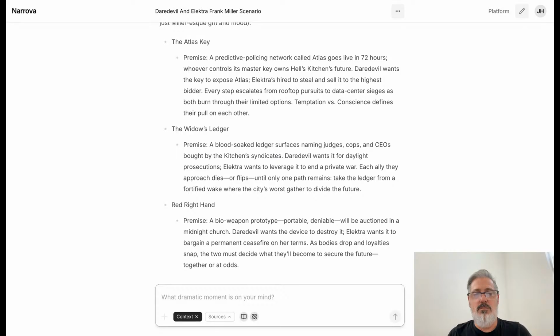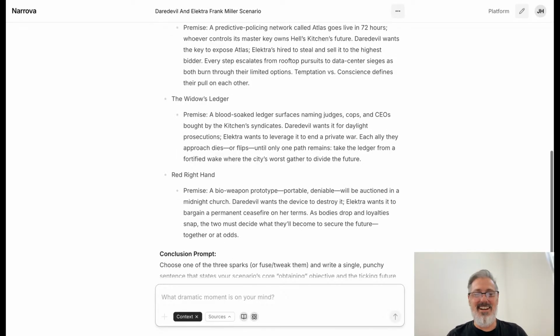The Widow's Ledger. A blood-soaked ledger surfaces naming judges, cops, and CEOs bought by the Kitchen syndicates. I love that. Daredevil wants it for daylight prosecutions. Elektra wants to leverage it to end a private war. Each ally they approach dies or flips. Ha, that one's great. Red Right Hand, a bioweapon prototype.